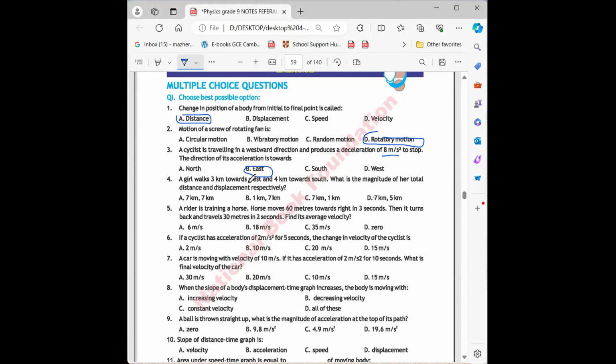Acceleration. A girl walks 3 kilometers towards west and 4 kilometers towards south. What is the magnitude of the total distance? Total distance has to be calculated. So 7 value will come in the account anyway. And 5 kilometers displacement. 5 kilometers and 7 kilometers.